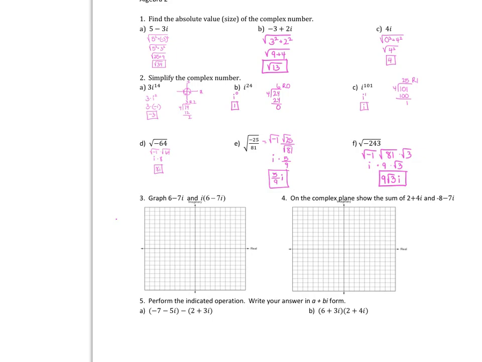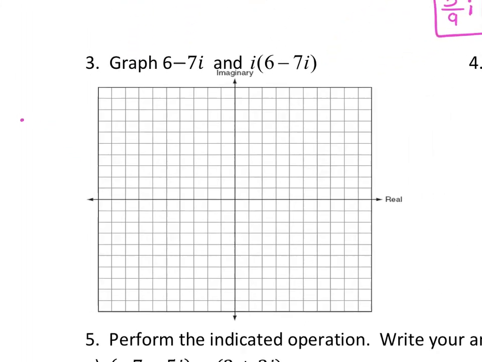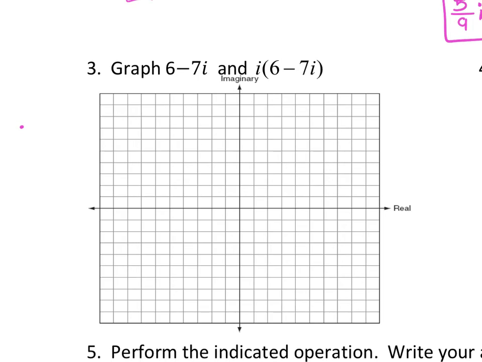All right, number 3, we're going to graph 6 minus 7i. So we're going to go right 6, 1, 2, 3, 4, 5, 6, down 7, 1, 2, 3, 4, 5, 6, 7, and we graph a complex number from the origin, and we do that by sketching a vector. Okay, and it's okay if you do that as a solid or dotted.